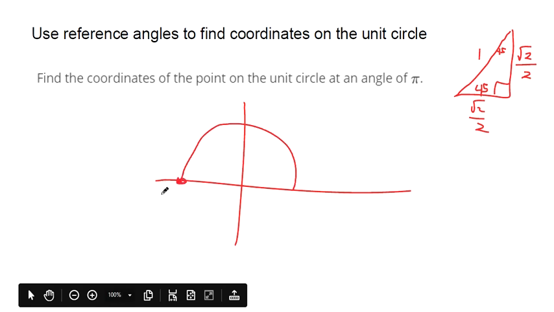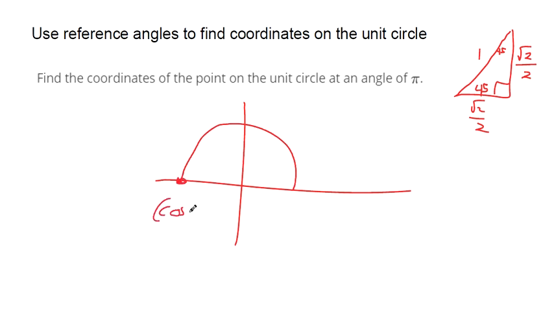And we said cosine is the x-coordinate. Sine is the y-coordinate, right? So this is one of the special angles because, look, this is a radius, right? A radius distance here. So that means we're 1 away from the origin, and since we're going to the left on the x-axis, that's negative 1, 0. So that's the point on the unit circle for that angle pi.